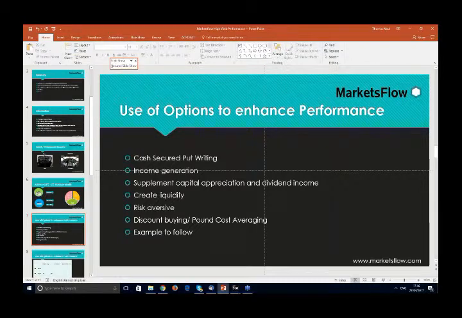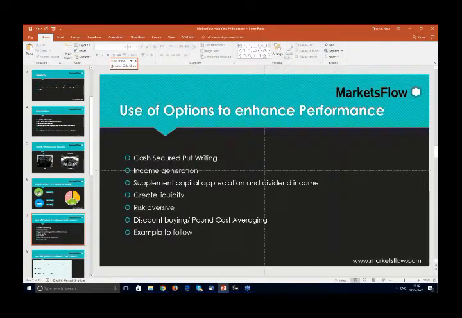Now, if you're clever, as most people who use this strategy are, most of the time, which is about 70%, they are not assigned. So they are simply collecting premiums. And you've got money in the bank, and you're simply collecting premiums of 0.5% to 2% per year.